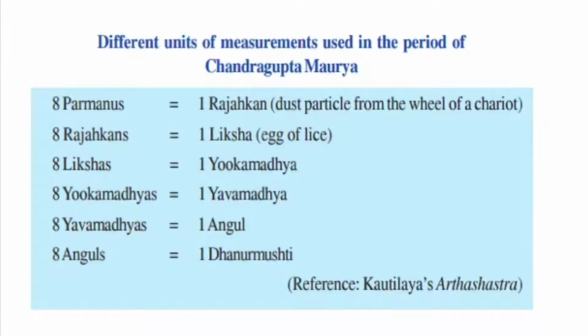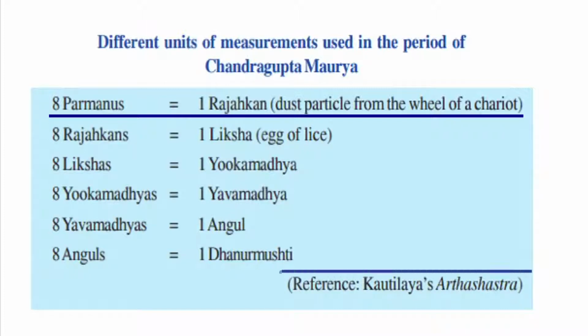Different units of measurements in the period of Chandragupta Maurya. You can actually see on the screen that they used different types of units for measurements. Like 8 Parmanus was equal to 1 Rajkand, and Rajkand is nothing but a dust particle from the wheel of a chariot. This particular table has been taken from the reference of Kautilya's Arthashastra.